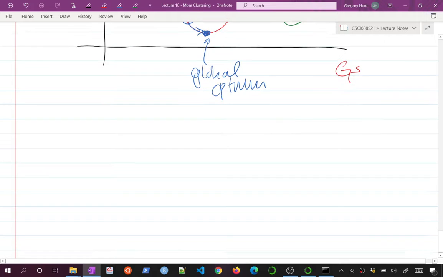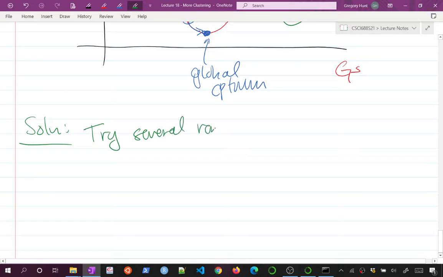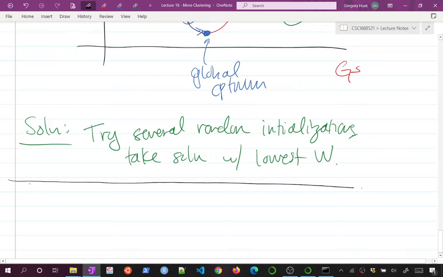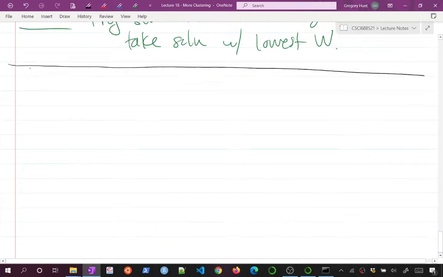So the solution in practice, and there has actually been quite a bit of literature on this, is that we try several random initializations and take the solution with the lowest W. That's practically how you do it. You can do it a bunch of times. Depending on how complex your data is, that could be computationally intensive or not. It could be easy. Okay, so that's a little bit more of the theoretical background of what's going on with K-means.